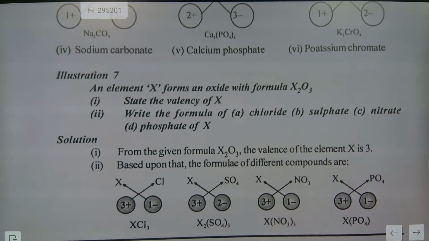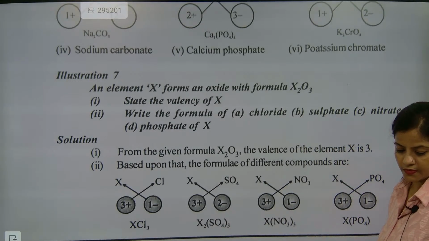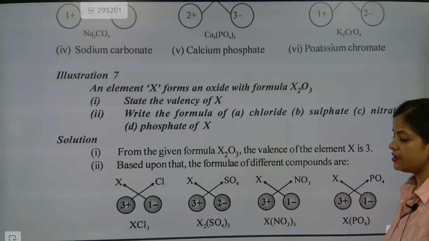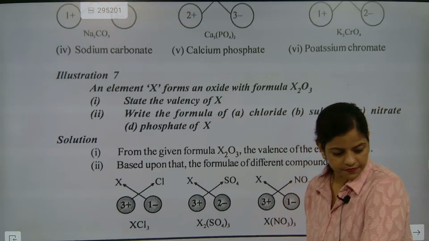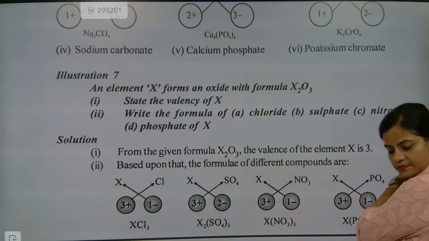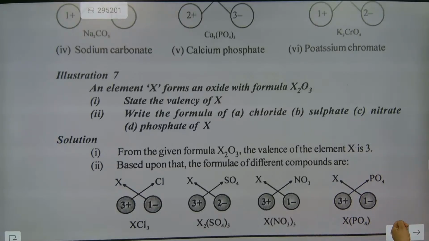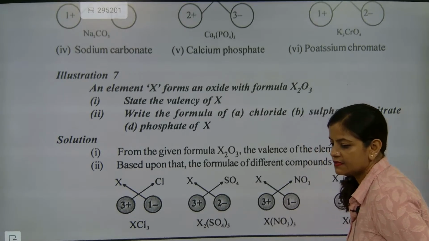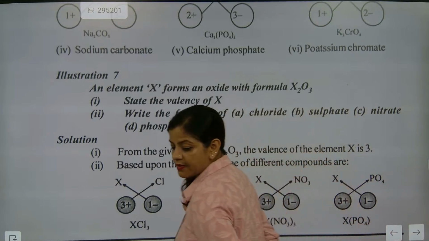Everyone, children, please note down. First note down this content. Yes, beta, note down this part.